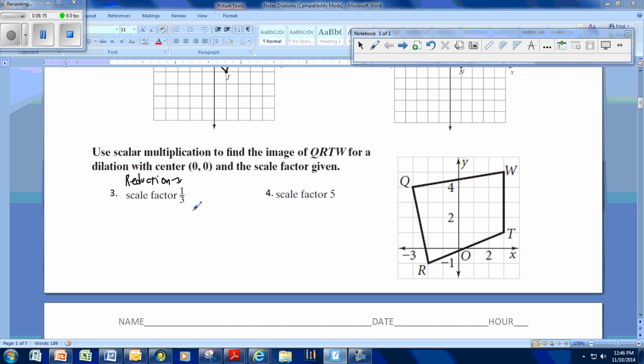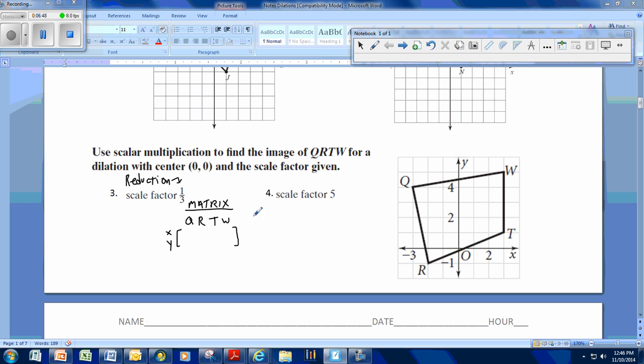So I'm going to arrange my points with what we call a matrix. I'm going to organize my points in matrix form. I'm going to take my 4 points here, Q, R, T, W, and arrange them with brackets. All of my x coordinates will go on top and all my y coordinates will go on the bottom. So I'm going to arrange these first.